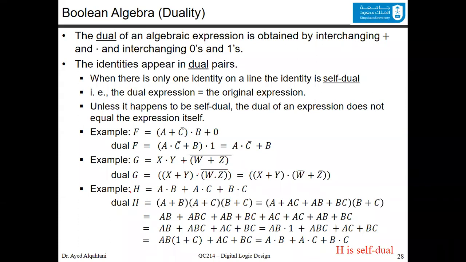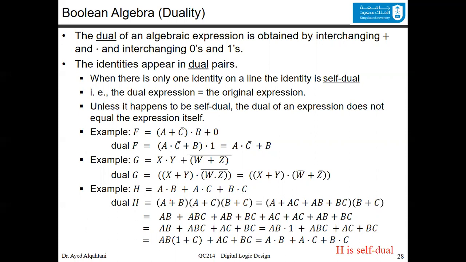Now for this case, in this H function, which is equal to A ANDed with B, or A ANDed with C, or B ANDed with C. If you are asked to get the duality of H, you will change the AND to OR, the OR to AND, the AND to OR, and the OR to AND, and this AND to OR. Notice that this is a term. You have 3 terms, and you also generated 3 terms.